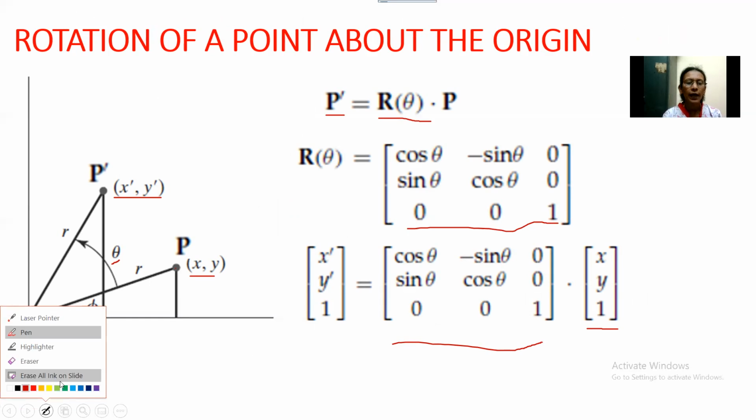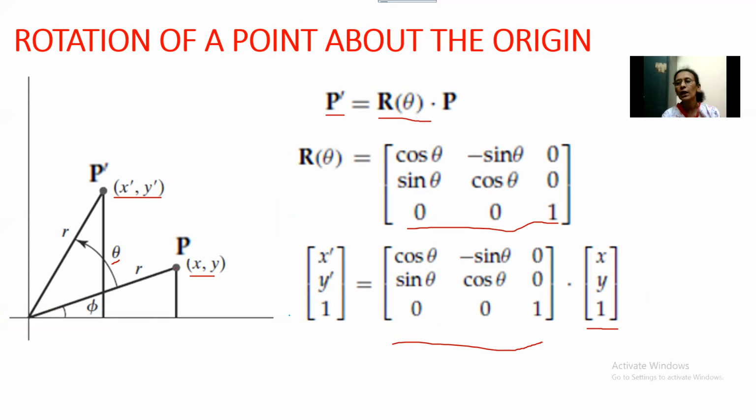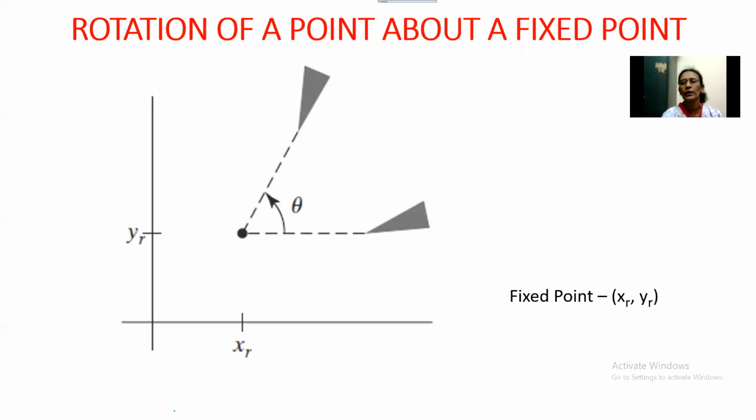Whereas now we need rotation about a fixed point. I don't know the rotation matrix to rotate this point, say this vertex, about this fixed point. This is my fixed point xr yr. Now I have to rotate this triangle about this fixed point.